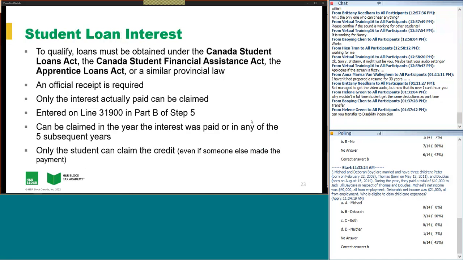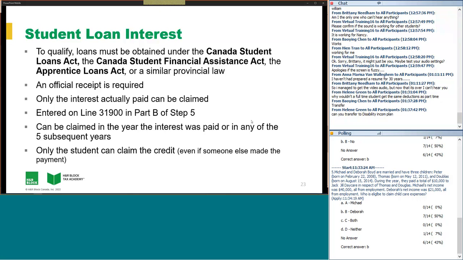Okay, so we've talked so far about where students get money from: scholarships, RESPs. They also work. We know how to deal with working income. Students can also get student loans. So to qualify for student loans, they have to get them under the Canada Student Loans Act or similar provincial laws. To count for a credit on the return, it has to come from one of those programs. It can't be a loan from a bank or a student line of credit. It can't be a loan from an employer. Those don't count. You can get those, but you're not going to get a tax credit for it.